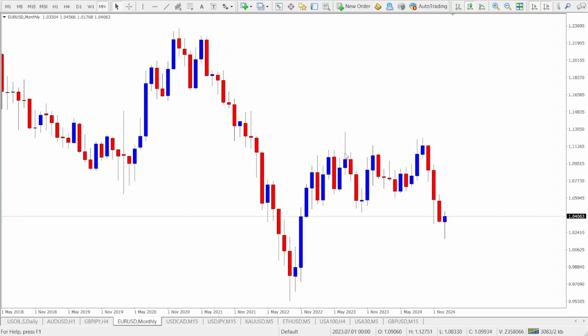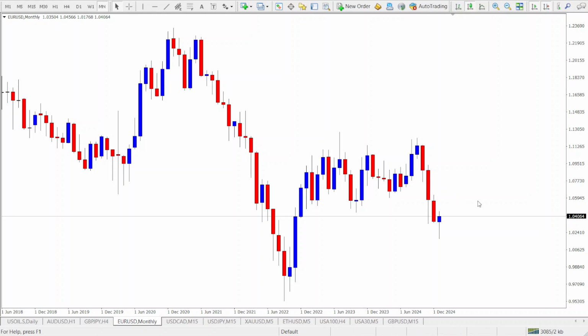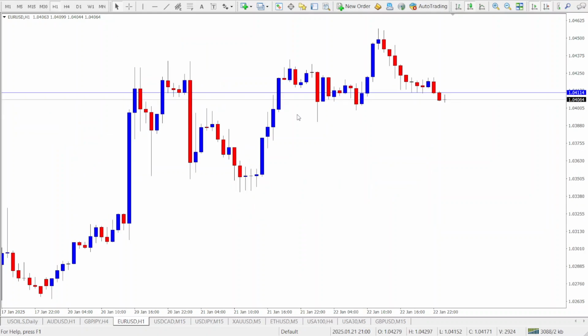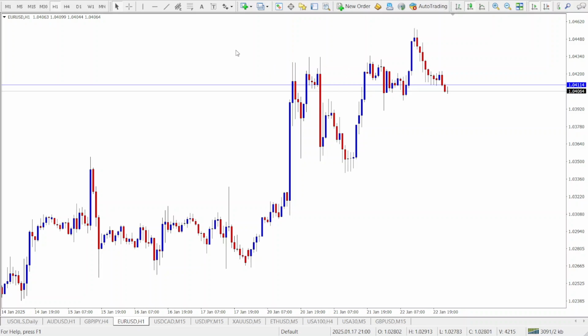Now, the turn of the month strategy is built around a period of time where market activity tends to surge. This is because large institutional investors, mutual funds, and pension funds often make adjustments to their portfolios.